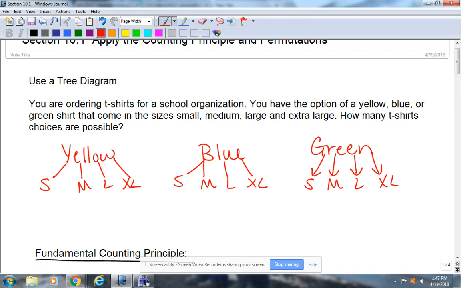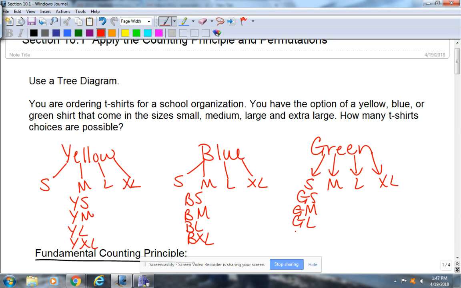So if they want you to list them, you would say yellow, and I abbreviate: yellow small, yellow medium, yellow large, or yellow extra large. Blue small, medium, and blue extra large. And then I have a green small, green medium, green large, and green extra large. Okay, so if you have to list them, use abbreviations.